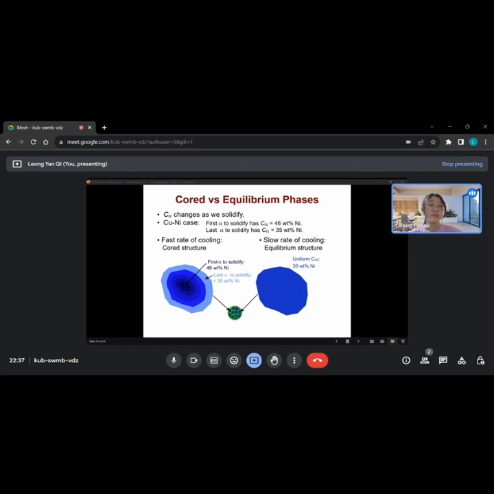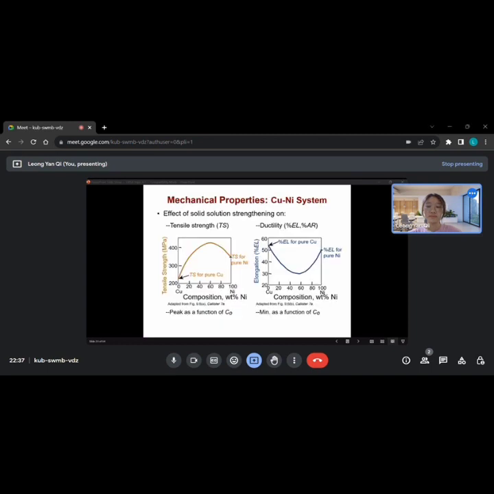Moving on, I'll be talking about the mechanical properties in a copper-nickel system. For the tensile strength graph, tensile strength increases as the weight percentage of nickel increases till it reaches its peak at around 60% of nickel, before gradually decreasing to 350 megapascals at pure nickel.